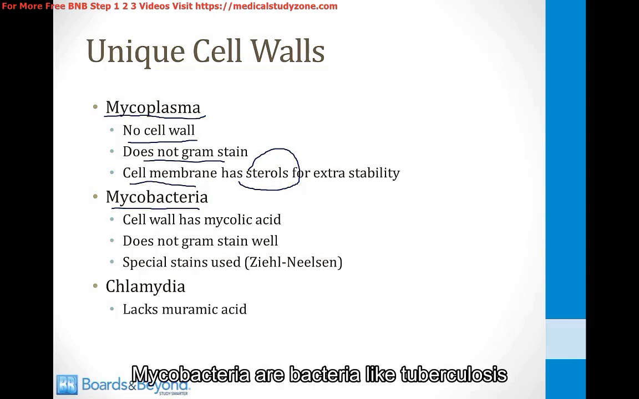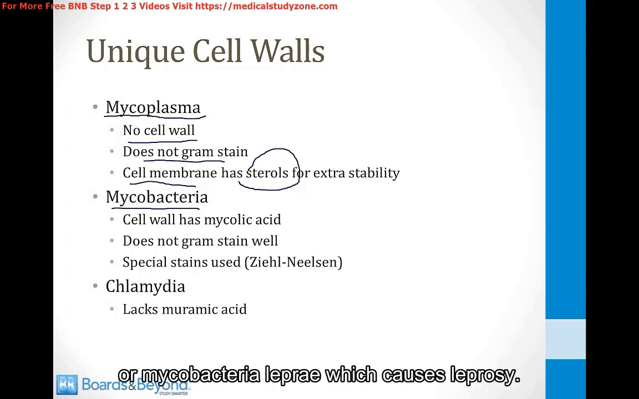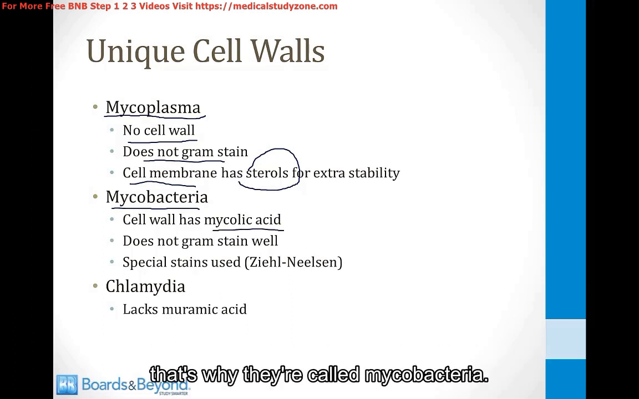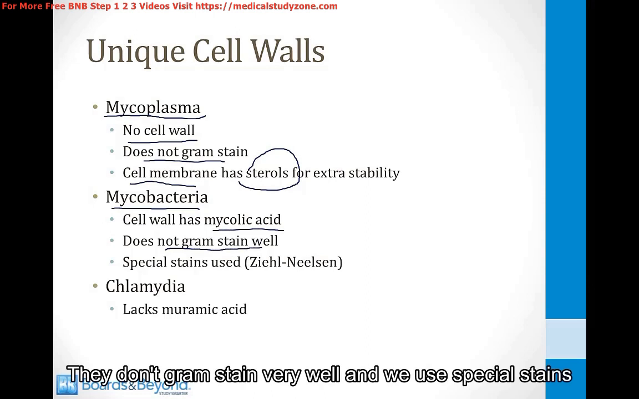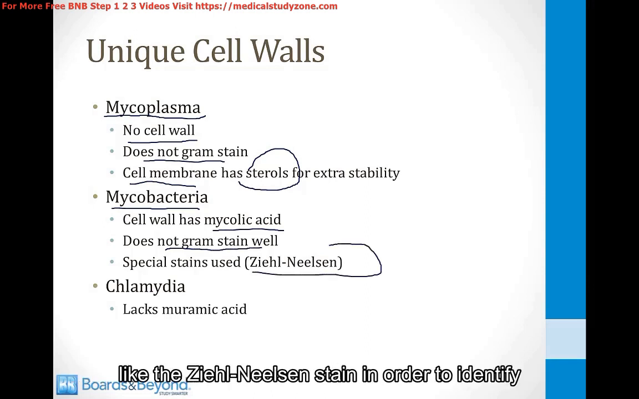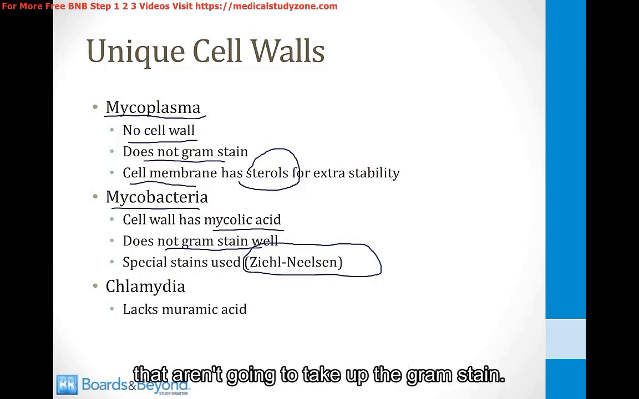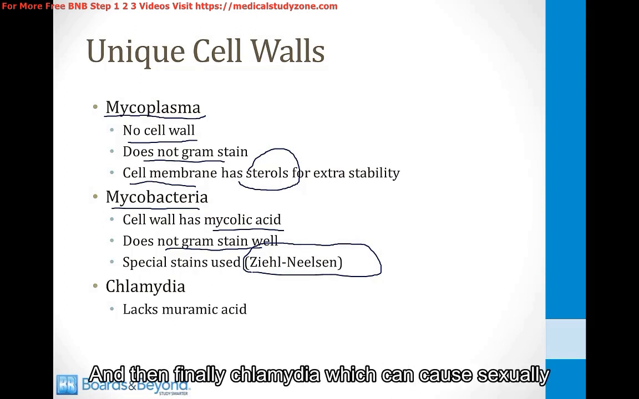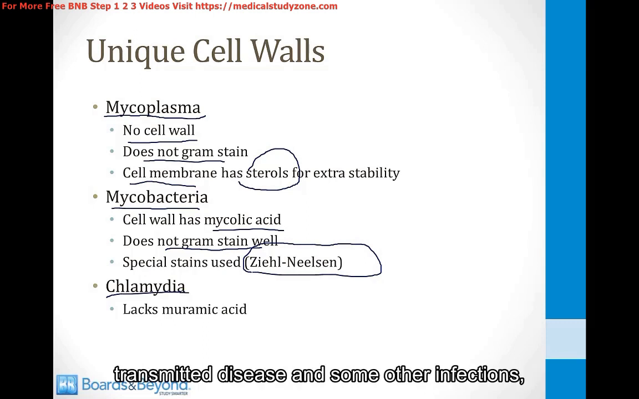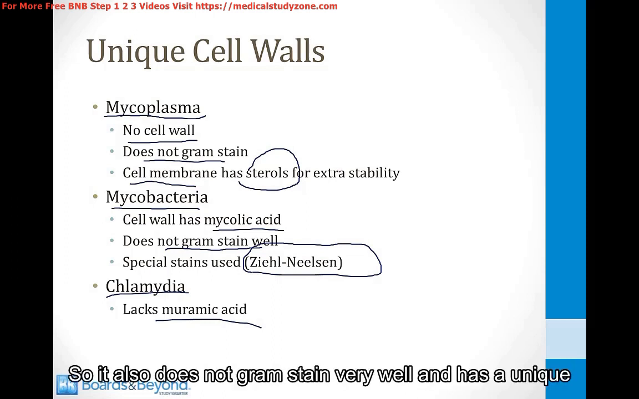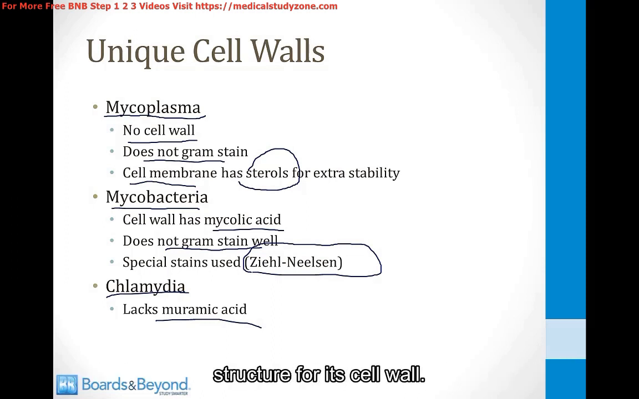Mycobacteria are bacteria like tuberculosis or Mycobacterium leprae, which causes leprosy. These bacteria have cell walls with mycolic acid. That's why they're called mycobacteria. They don't gram stain very well, and we use special stains like the Ziehl-Neelsen stain in order to identify these bugs. That's because they have unique cell walls that aren't going to take up the gram stain. And then finally, chlamydia, which can cause sexually transmitted disease and some other infections, lacks muramic acid in its cell wall, so it also does not gram stain very well and has a unique structure for its cell wall.